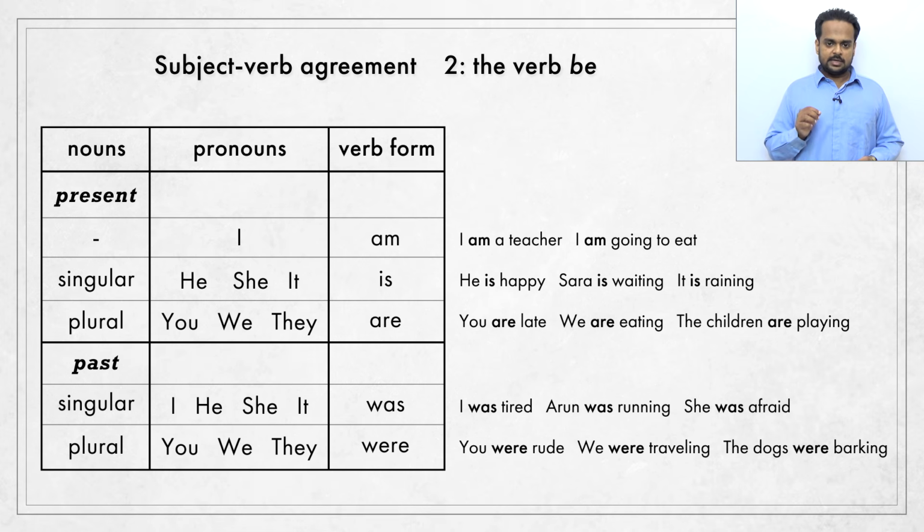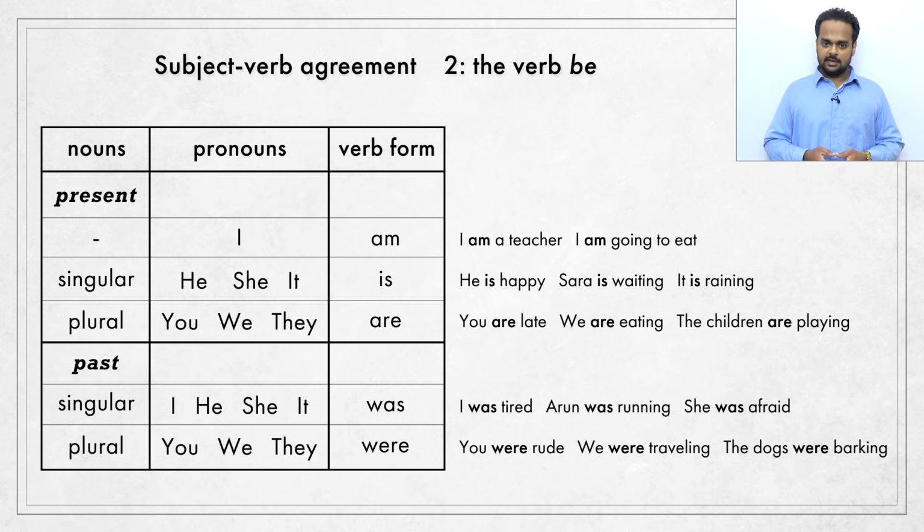You know that verbs in English have two present tense forms: eat, eats, walk, walks, and so on, and one past tense form: ate, walked, etc. But the verb be has three present tense forms: am, is, and are. It also has two past tense forms: was and were.